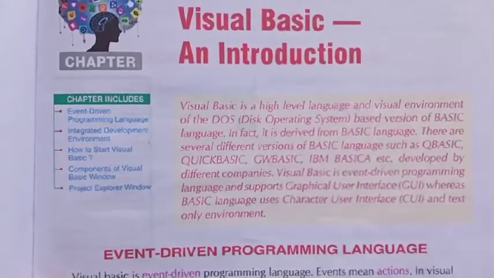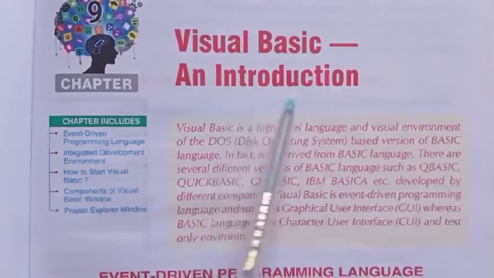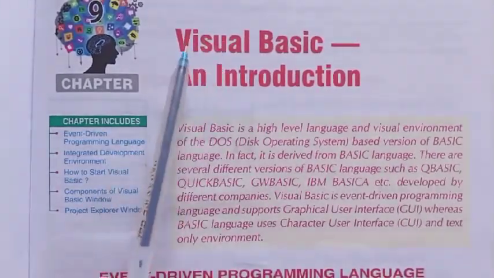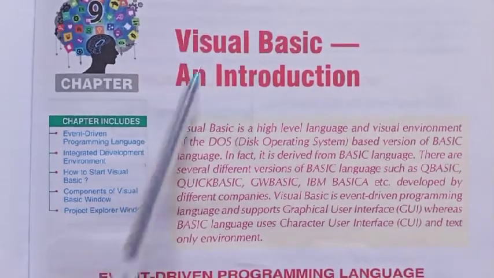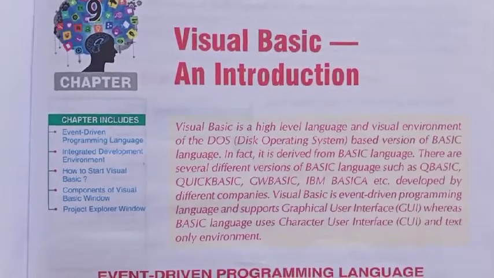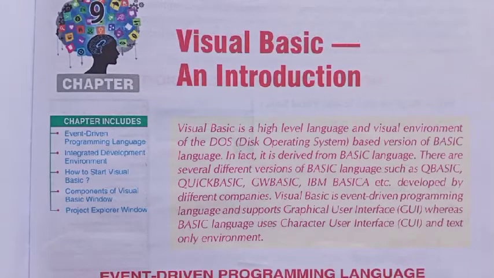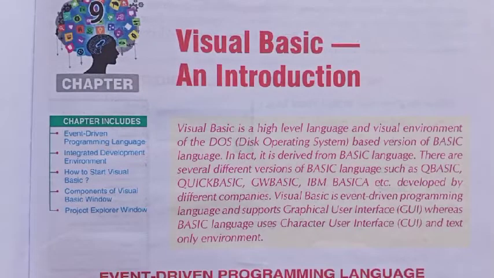Hello students, today we are here with chapter number 9, Visual Basic and Introduction. As the name indicates, visual means something that is visible, that can be seen, and it's basic. That is, this is the basic language but the visualized form of the basic. So in a visualized form, you will get most of the things displayed on the screen and you have to simply click and do the things.